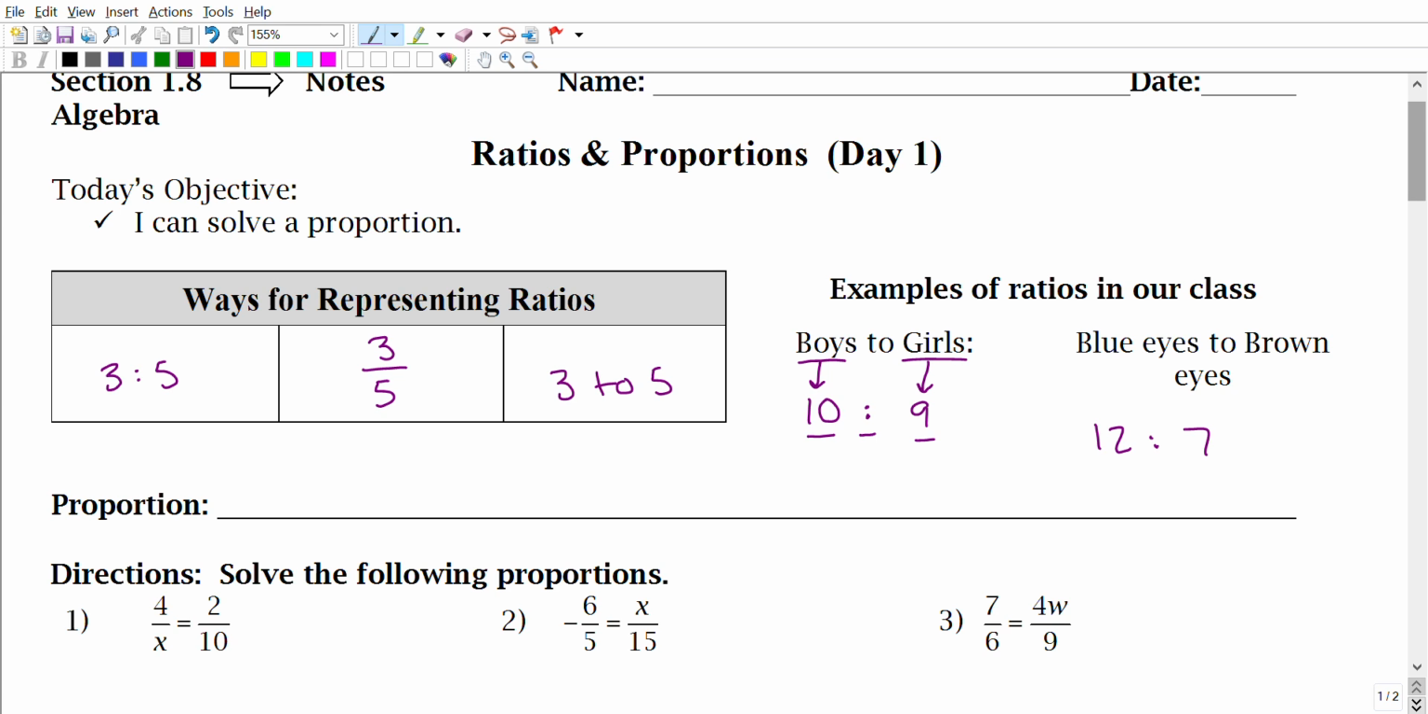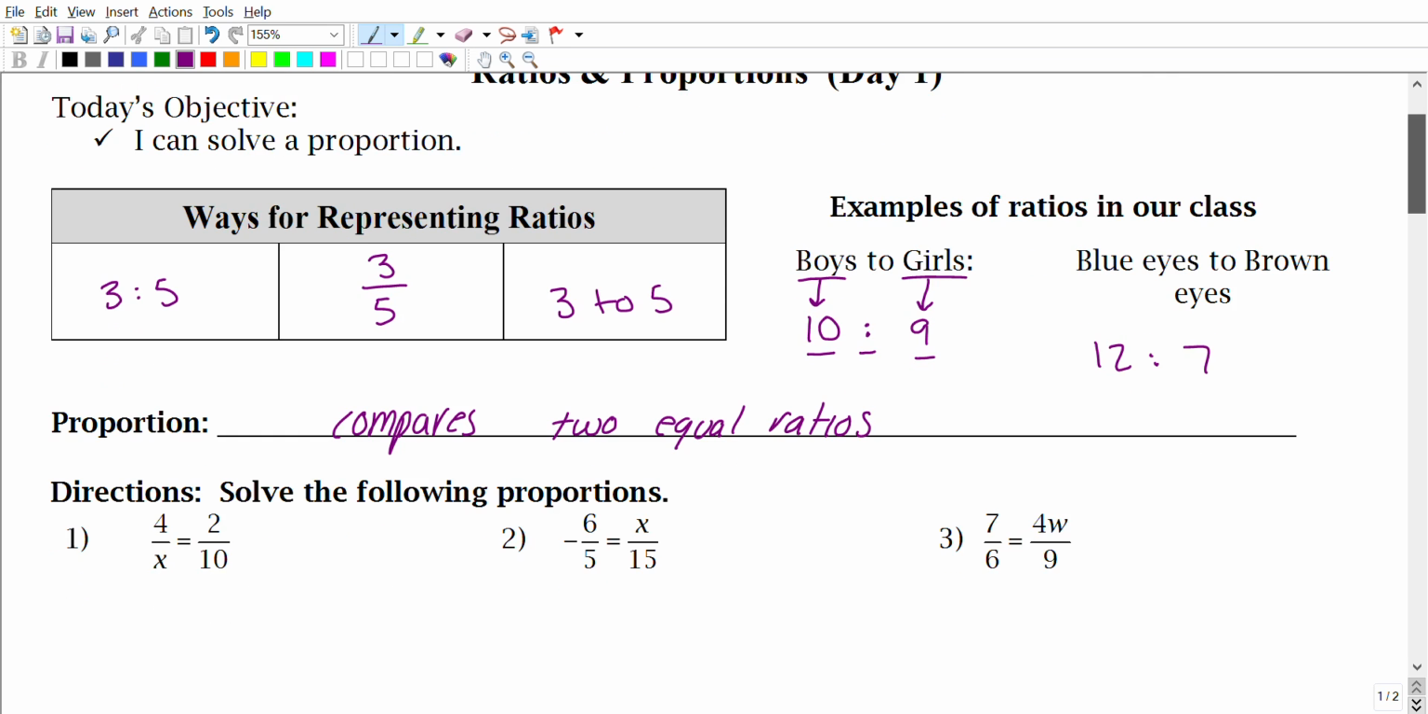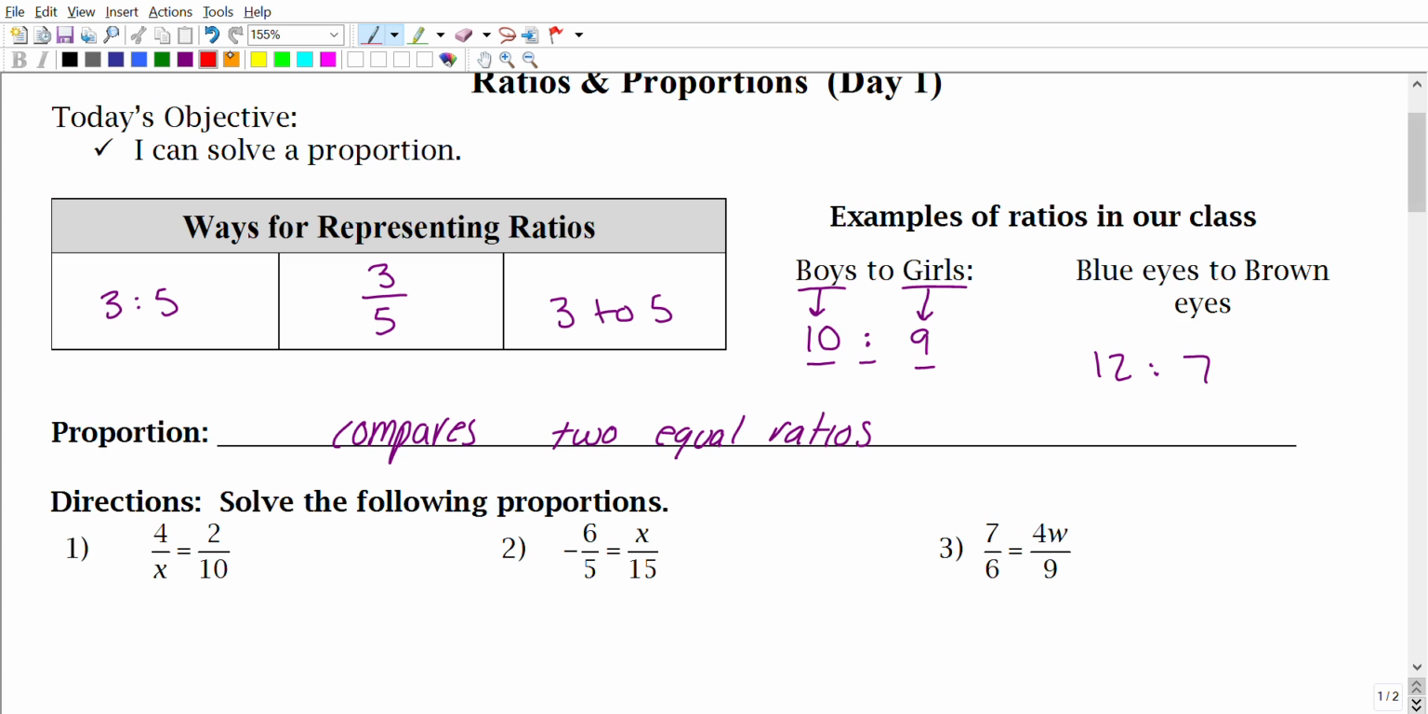So all a proportion is, is comparing two equal ratios. Okay, so all we're doing is comparing two equal ratios. All right. So what does that look like? So I'm going to give you guys a quick example here on the right hand side.